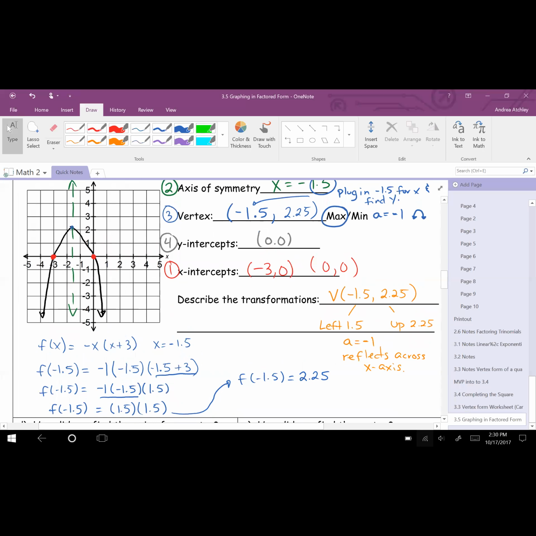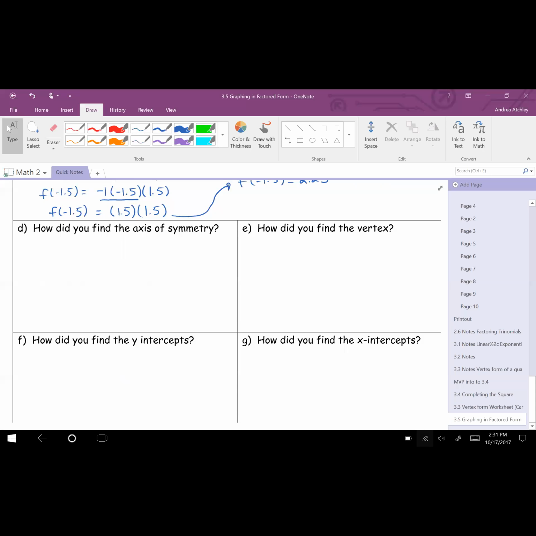Okay. Now we're moving it on. Actually, I want you guys to write down in your own words how we found all these things. So you're going to have to go home and do your homework. So write down how you're going to find the axis of symmetry. Write down how you're going to find the vertex. Write down how you're going to find the y-intercepts. Write down how you're going to find the x-intercepts. In your own words. Explain what we just did for all of those.